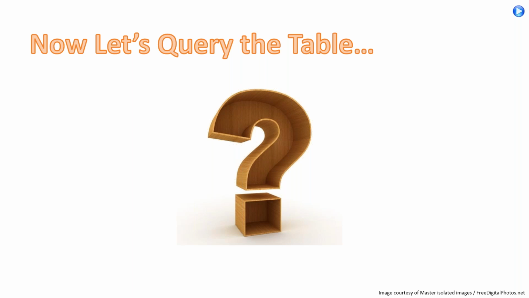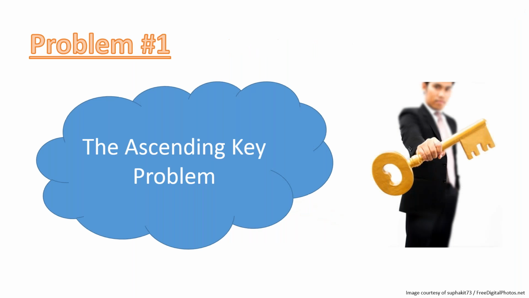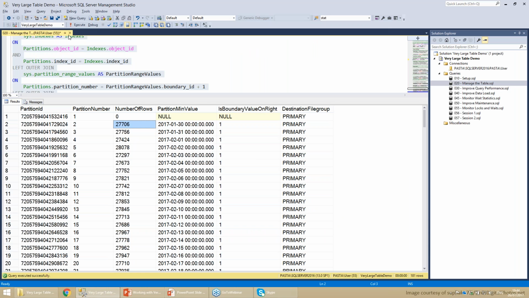Let's talk about how we query the table. And I'm going to talk specifically about the ascending key problem. Okay, so let me set it up.